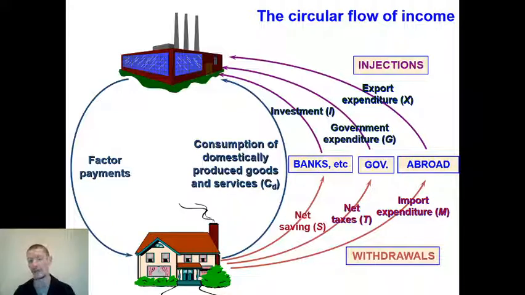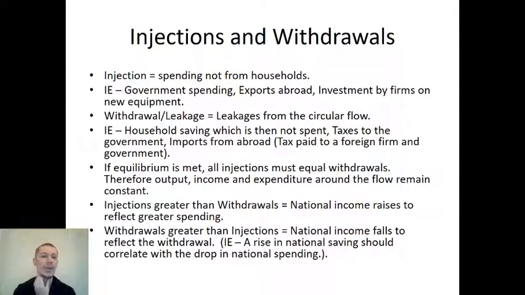But we're going to look at that before Christmas. I don't know if it's next week. It might well be next week with something called the multiplier. But for now, just know that a complex economy has moved from closed to open, and we have withdrawals and injections. Okay, so we know then that injections could be classified as spending within the economy, not from household. For example, government spending, money from exporting abroad, and investment by firms on new equipment. Withdrawals, leakages, are taking money away from the circular flow, and saving, which we don't spend, taxes paid to the government, and imports from abroad, and taxes obviously paid to a foreign firm and a foreign government.